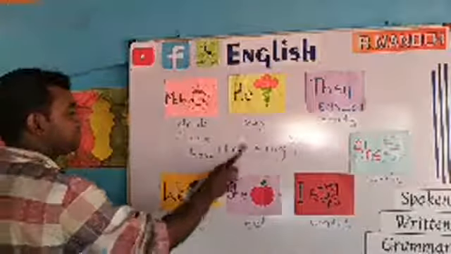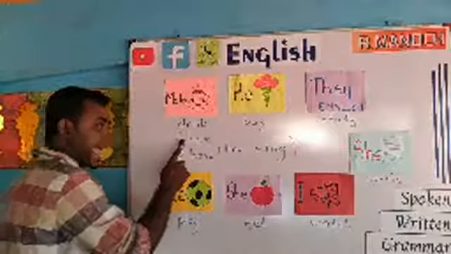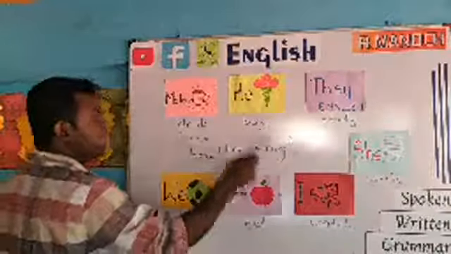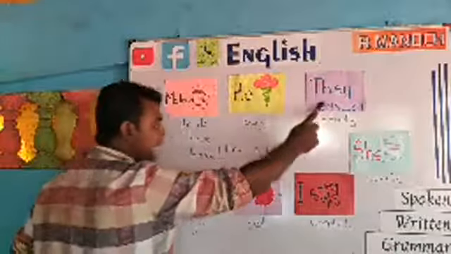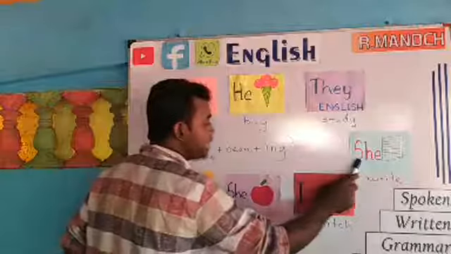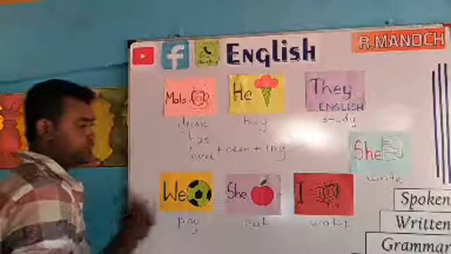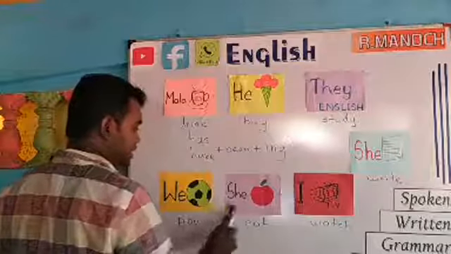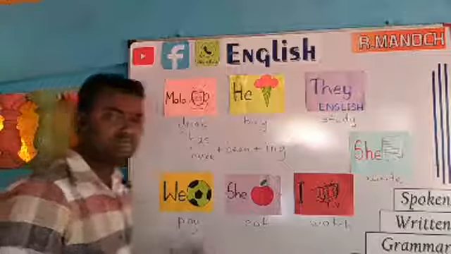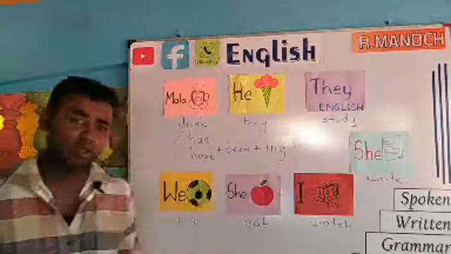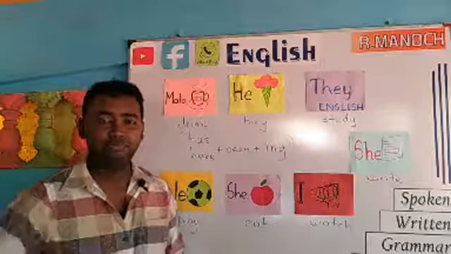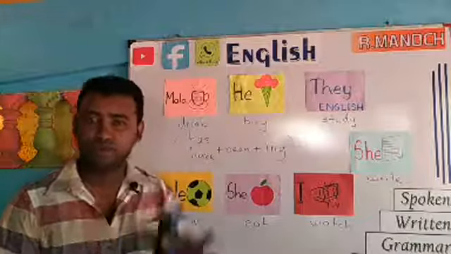Mala has been bringing a cup of coffee. He has been buying an ice cream. They have been studying English. She has been writing a letter. I have been watching TV. She has been eating an apple and we have been playing football. Just check whether it is has or have. I have already told you: he, she, it is singular, so has, and I will use the plural have.